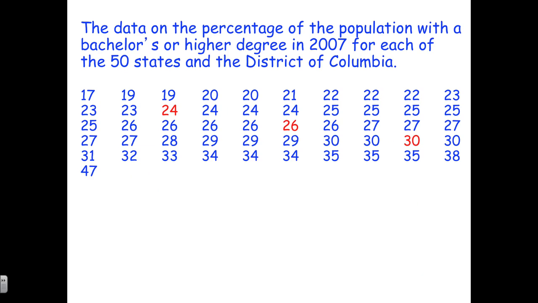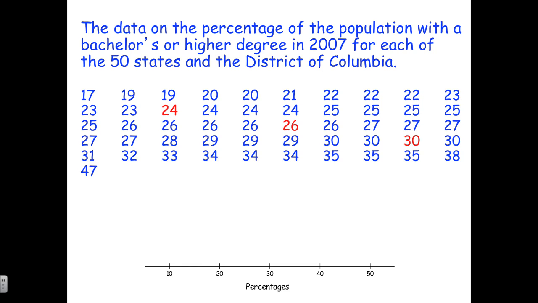Here's data on the percentage of the population in a state and the District of Columbia that have a bachelor's degree or higher in 2007. It's already been arranged from high to low. Okay. So take a minute, pause the video, and enter that data into your calculator and find your 5-number summary. Pause.